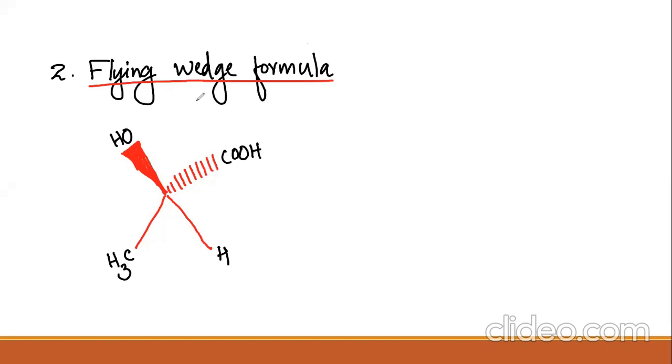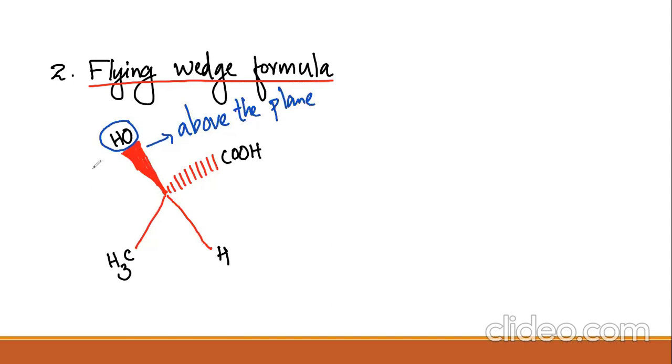So this is the second type of representation, that is the flying wedge formula. Flying wedge formula. So here I have taken one example. In this figure you can see one dark line, one dotted line, and other two bonds are straight lines. Okay, and this dark line, dark bond, indicates that this bond is above the plane, above the plane.